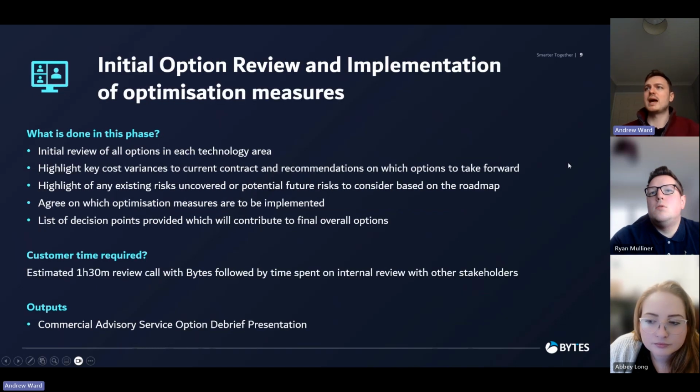So when we're looking at our option review and how we implement these things, we're focusing, as I said, on reviewing our key areas within our technology, highlighting costs and key cost variances, so looking at what our current contract is versus what it would look like in other periods of time. And this is such a huge part when we're looking at moving through to E5, is that customers need to understand all the options that are available to you.